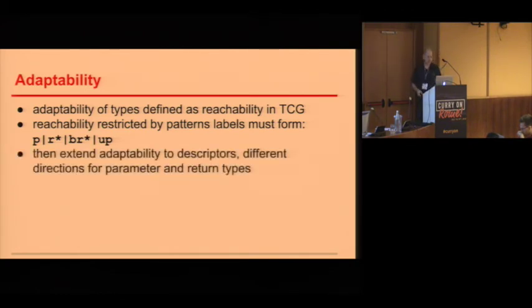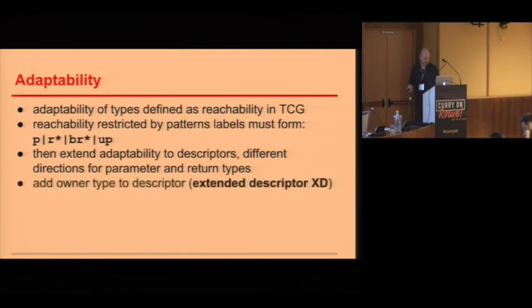Then we can extend adaptability to descriptors and different directions for parameter and return types, so we have covariant and contravariant there. We also add the owner to the descriptor, and we just give it a name: we call it the extended descriptor, XD. So we have a very simple setup that allows us to create a partial order of what is adaptable between extended descriptors. And here are a couple of examples that probably explain this better.